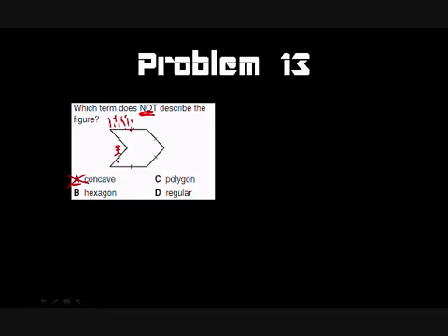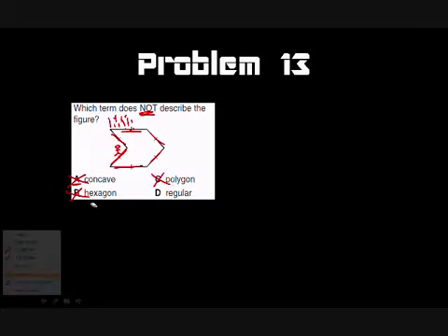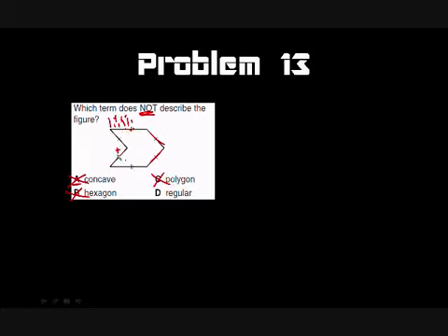Hexagon has 6 sides, so we have 1, 2, 3, 4, 5, 6. So it is a hexagon. That's not the answer. Polygon, remember, is just straight sides, no openings, nothing round. I mean, we've basically got a polygon. There's no reason this wouldn't be a polygon. So that's out.